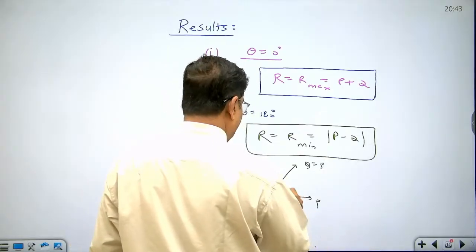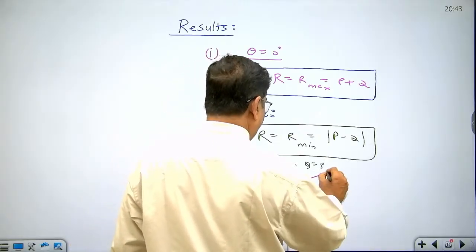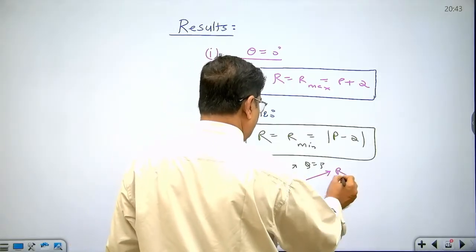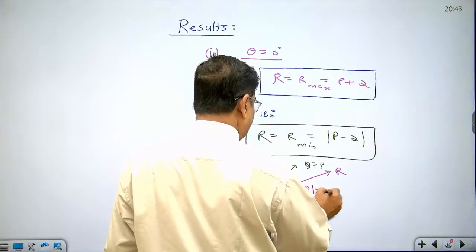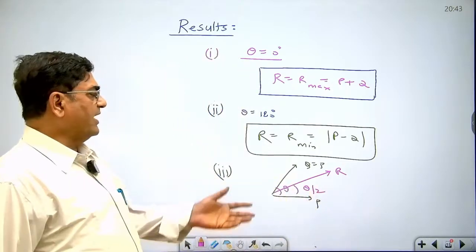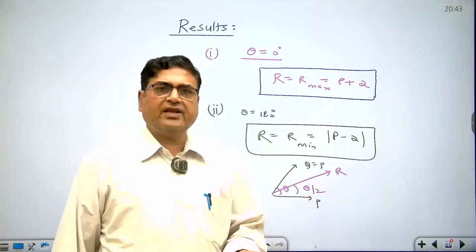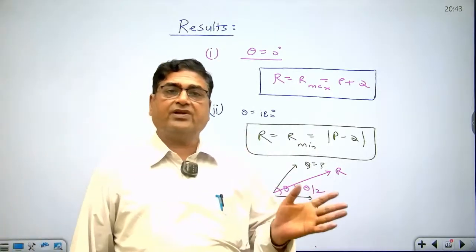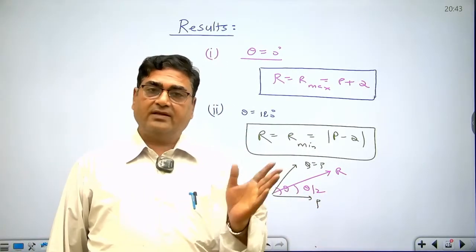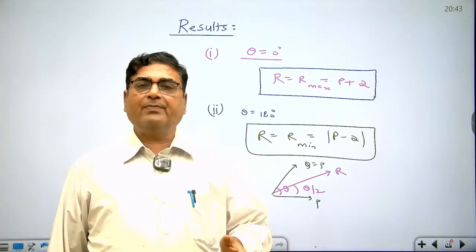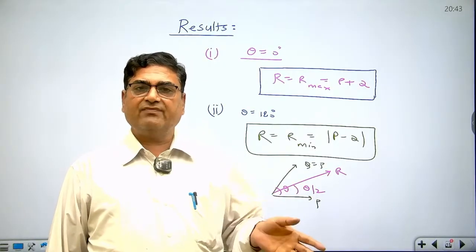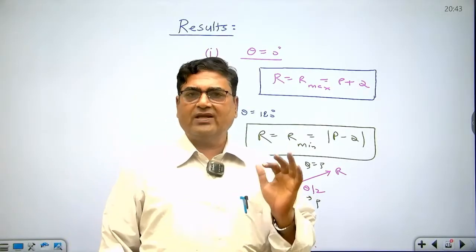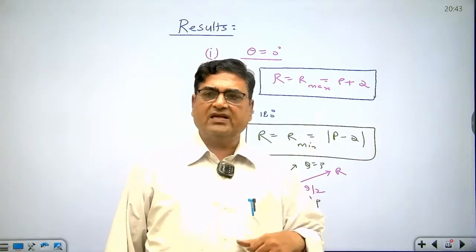What is the meaning of angular bisector? If the angle between two vectors is theta, then the resultant will pass at angle theta by 2. Means if the angle between P and Q is 90 degree, the resultant will pass at 45 degree. If the angle between P and Q is 120 degree, the resultant will pass at 60 degree. If the angle between P and Q is 60 degree, the resultant will be at 30 degree. Okay. So you can understand where the resultant will be.